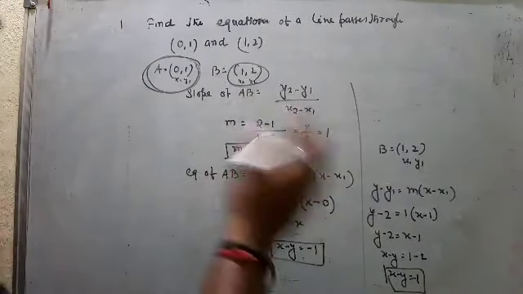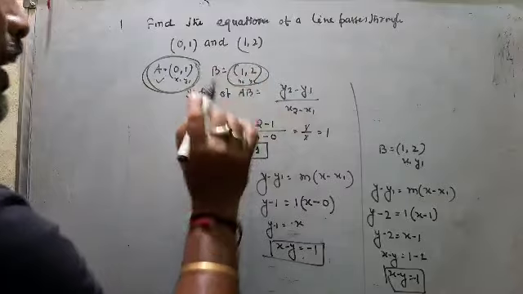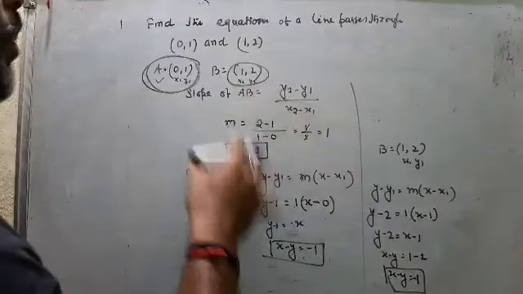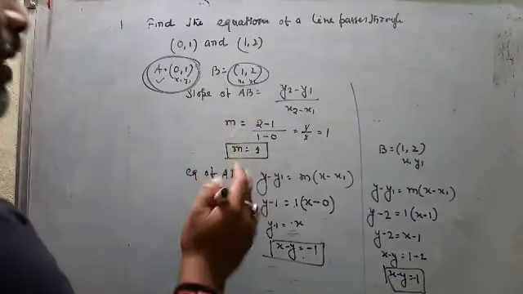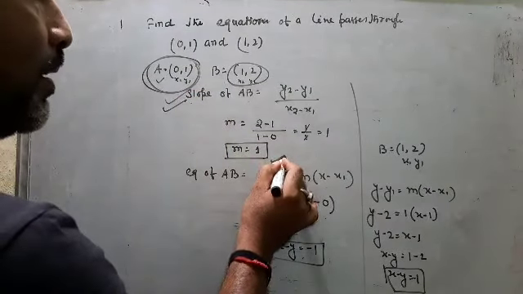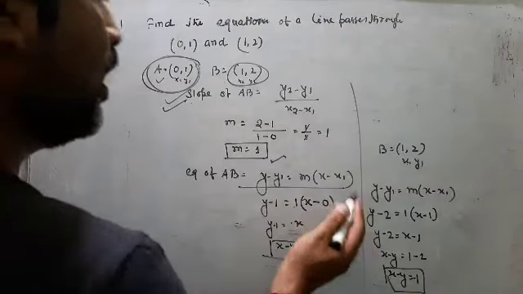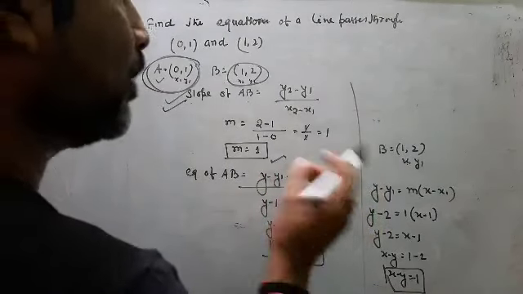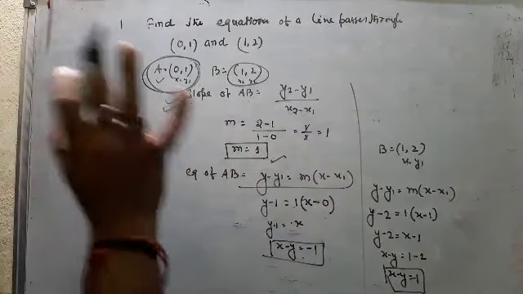That means you can take any one, whether A or B, as your x1 y1, then put in the values. If two points are given, you have to first find the slope of the line. So we find the slope, then using the formula, take any point as your x1 y1. That is the concept. Hope you understand.